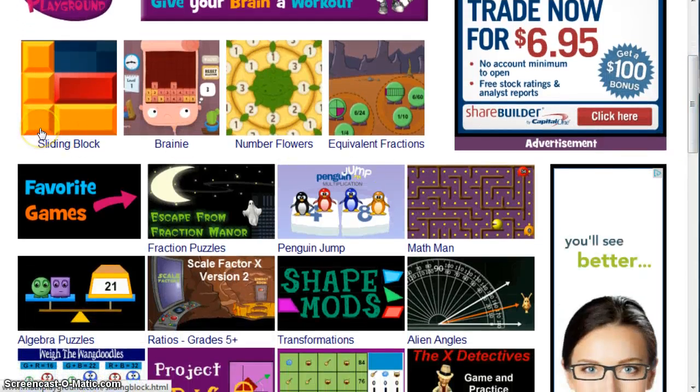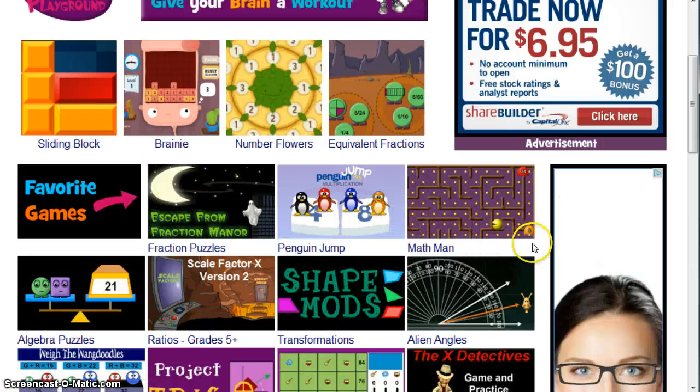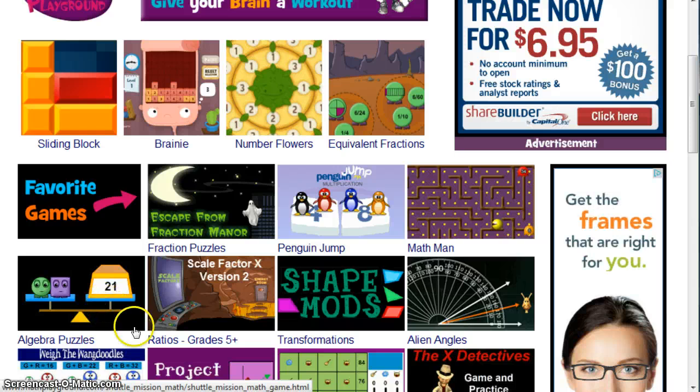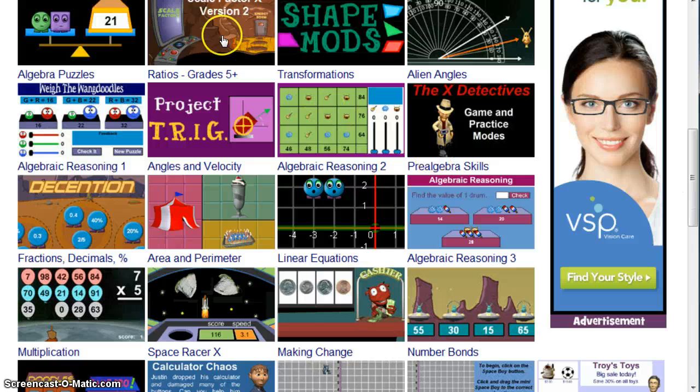So here's one that involves sliding blocks, which is a little bit different, and equivalent fractions. These include a couple that are not from the Academic Skill Builders site, but are a little bit different types of games: angles, even some elementary level algebra. So there's just quite a number of resources. I'll scroll down so you can see. Ratios, transformations, some pre-algebra stuff, and so on and so forth.